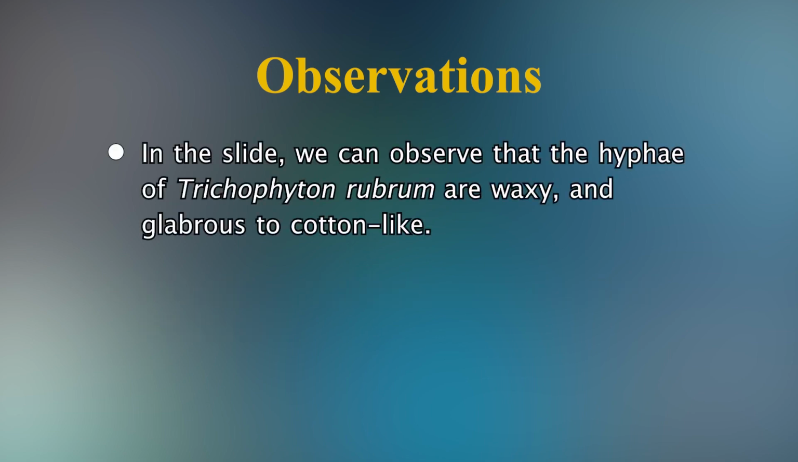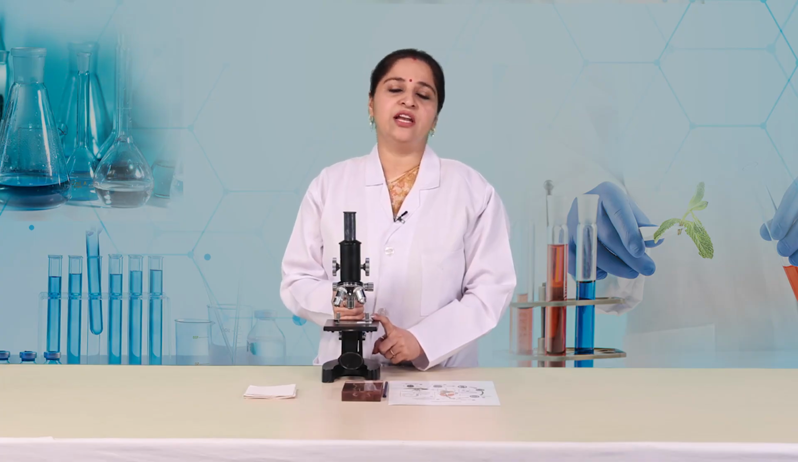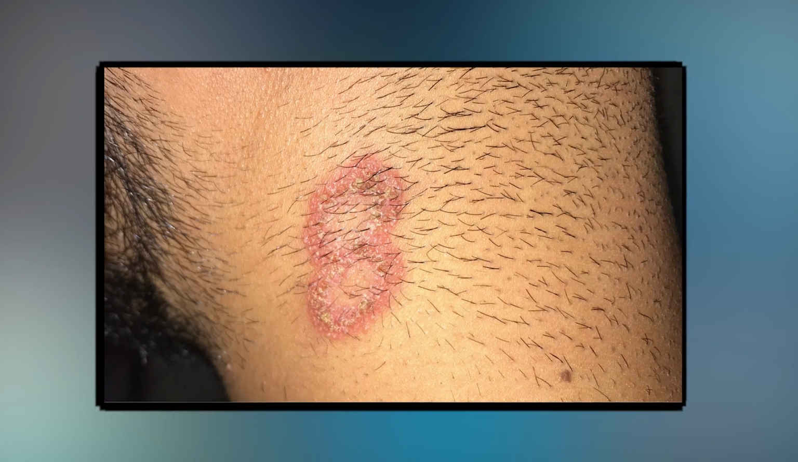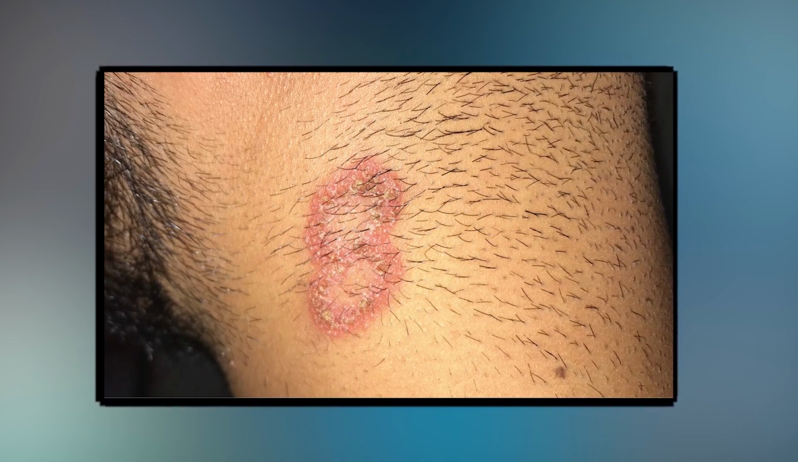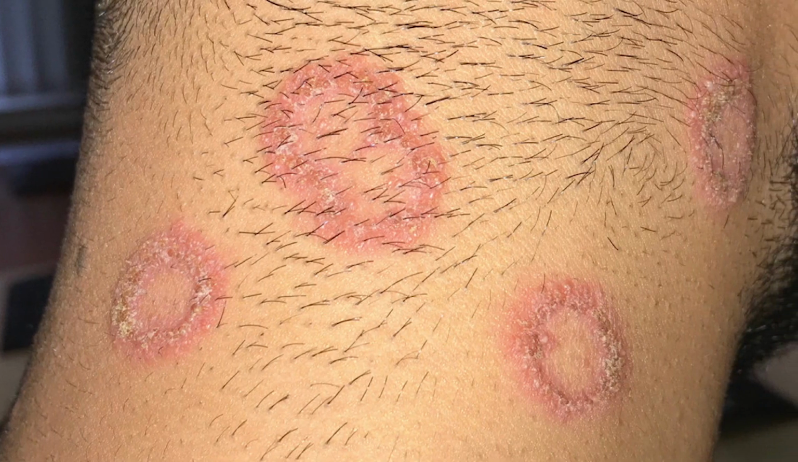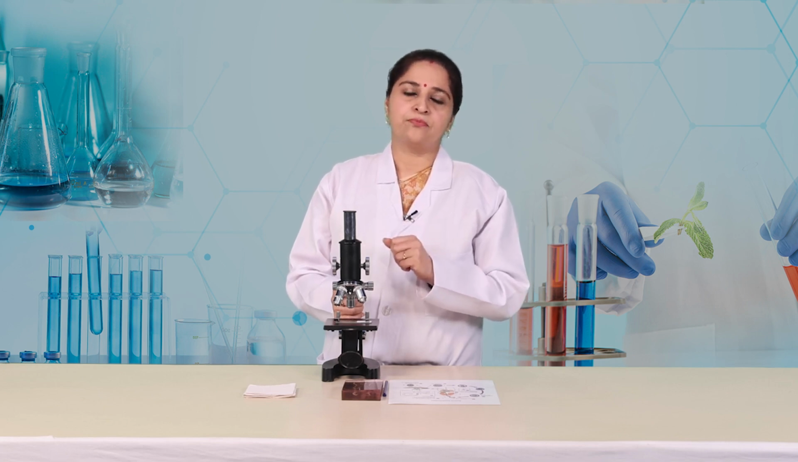In the slide, we can observe that the hyphae of Trichophyton rubrum are waxy and glabrous to cotton-like. The unstained hyphae vary from white, yellowish brown to reddish brown in color. Ringworm is a contagious fungal infection of the skin. Infected area of the skin is itchy, red and raised with scaly patches with sharply defined edges. It is redder on the periphery than in the center, creating a ring-like appearance. Therefore, it is commonly called ringworm fungus.